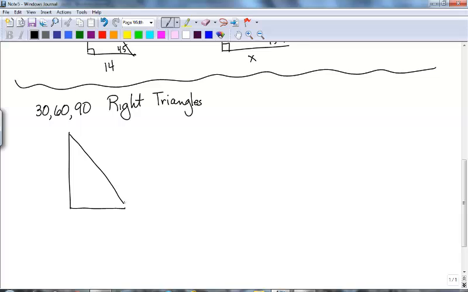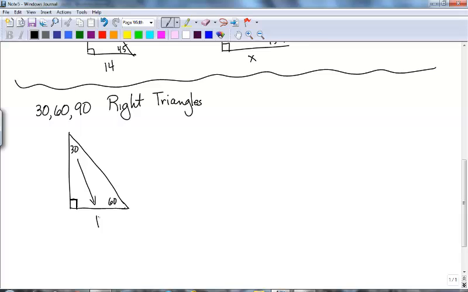Special cases: 45, 45, 90 and 30, 60, 90. Okay, so let's say you have a 30, 60, 90. I'm going to go through the standard labels in trig first, and then I'll show you. The side opposite the smallest angle, we start out as 1.